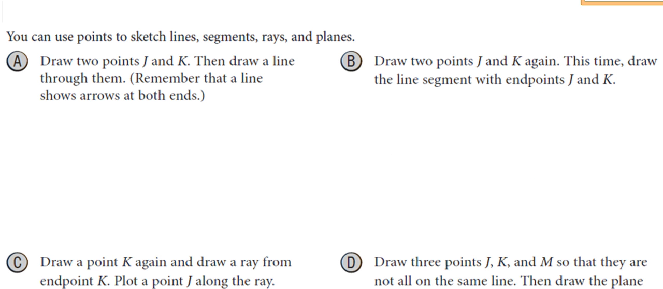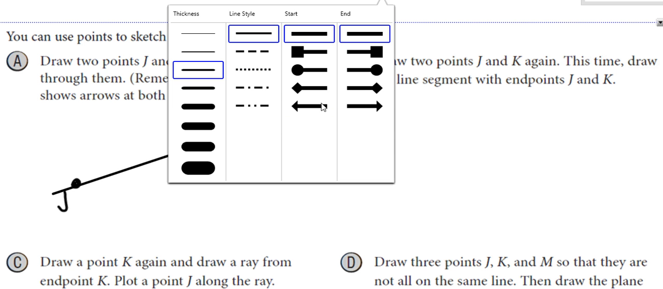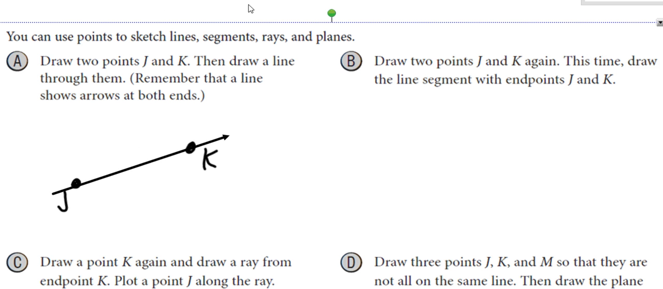So for these, it gives us a description, and then we have to make the drawing ourselves. So we're going to start by drawing 2 points, J and K. So we're going to put 2 dots. Name one of them with a J and the other one with a K. And then we'll draw the line through them, remembering that the line has to show the arrows at both ends. So we've got point J, point K, and then the line going through it.